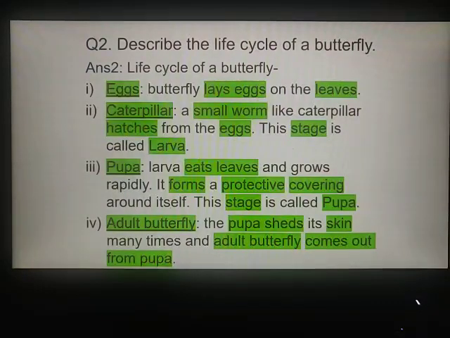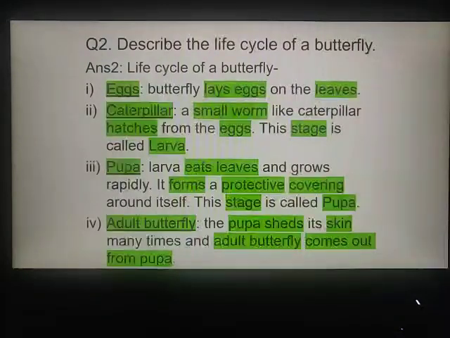Then comes the last stage or fourth stage. In this stage, the pupa sheds its skin many times so that it can grow. This process of shedding skin is called molting. Finally, a beautiful butterfly with colorful wings comes out. So this was all about the life cycle of a butterfly. There are 4 stages: egg, caterpillar or larva, pupa, and the adult butterfly.